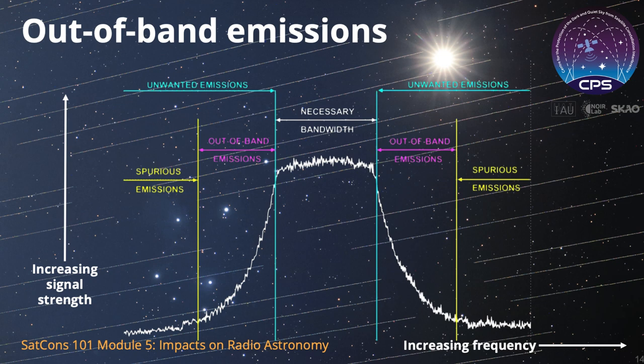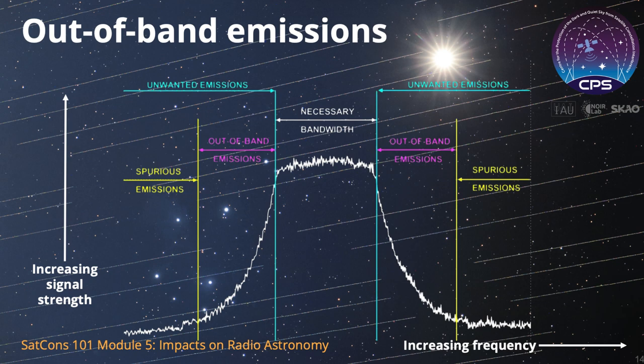The radio part of the spectrum is subject to frequency allocations. Some frequencies are reserved for applications like telecommunication, while others are protected for radio astronomy. It is very important to respect these international allocations for all users.